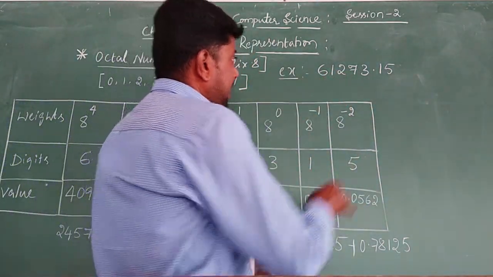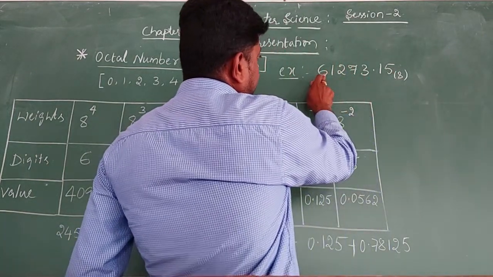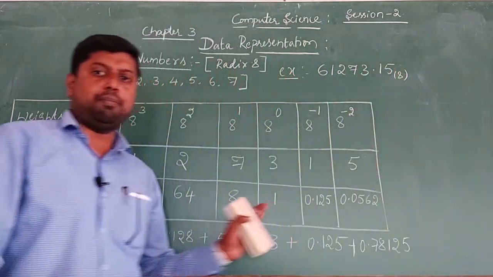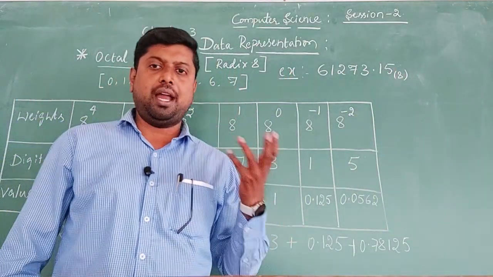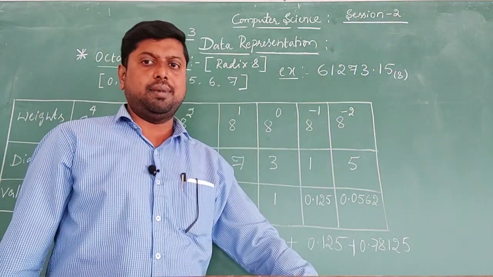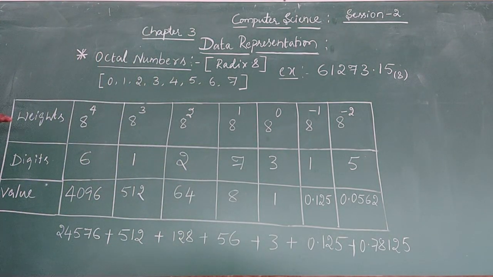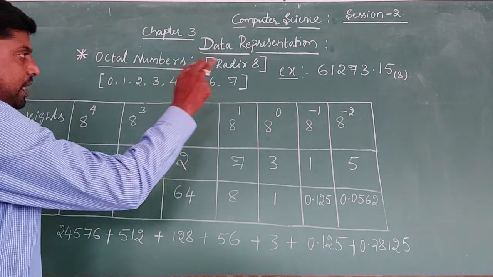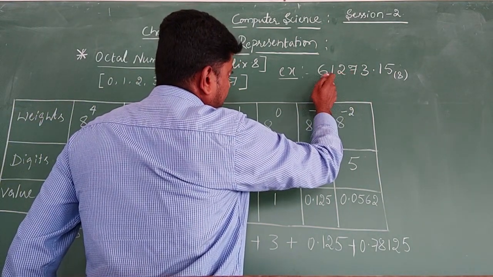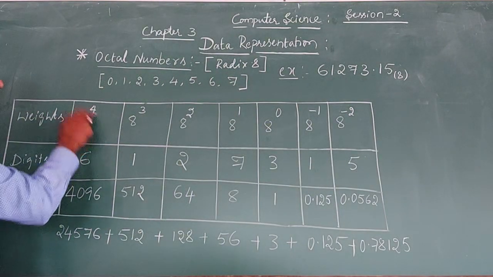This is what we call the base 8 octal numbering system. The number is 61273.15, which is one type of octal number. Now, how can we convert this octal number into its decimal number? Let us see the total number, dear students. For 61273, we count 0, 1, 2, 3, 4, so the maximum weight of the digit is 4.